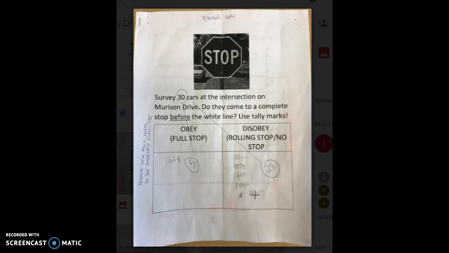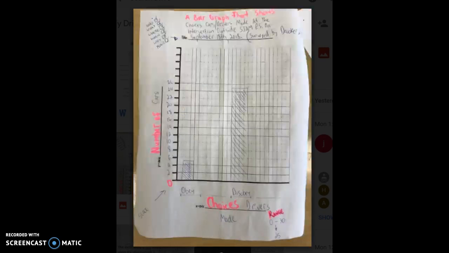I asked students to go ahead and ensure that they maintain an accurate count. 5 plus 25 does indeed equal 30, which is the correct number of cars that they were to survey. Students were then asked to take those tally marks and place them within a bar graph.